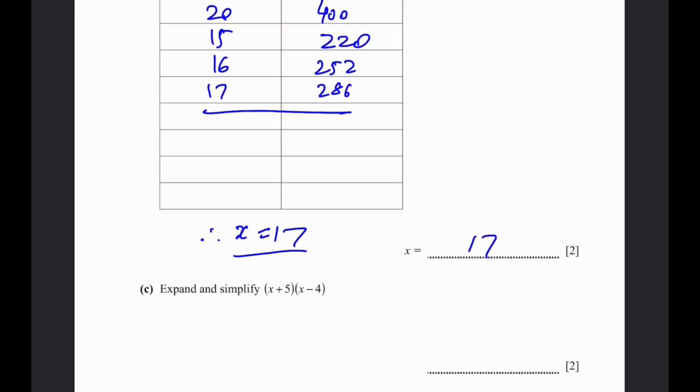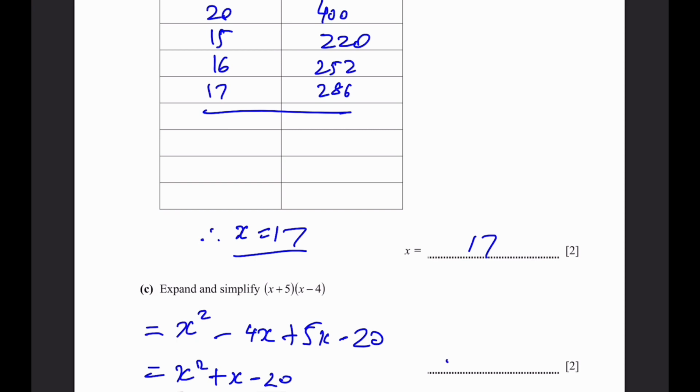C. Expand and simplify x plus 5 into x minus 4. That'll be using the FOIL method. Front x squared, minus 4x because outside, plus 5x because inside, and minus 20. That'll be equal to x squared plus x minus 20. That's the answer.